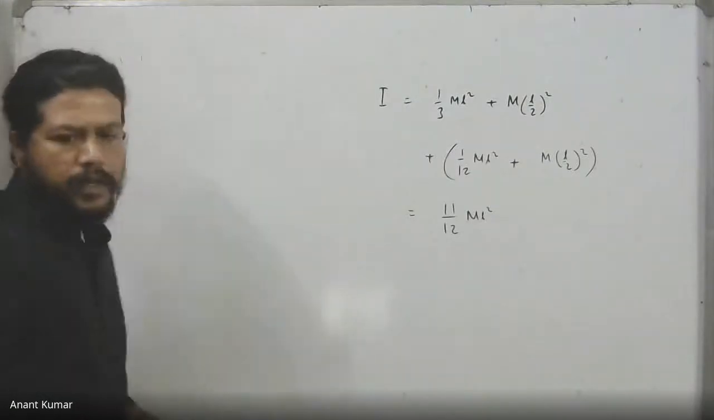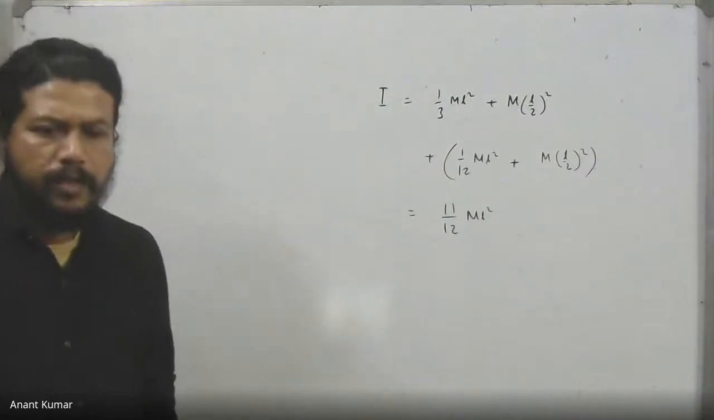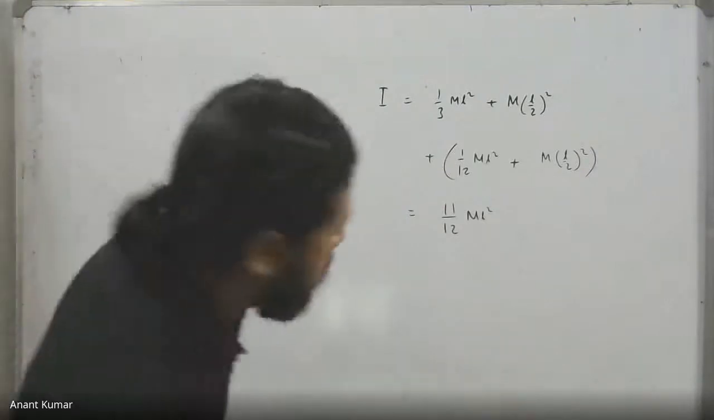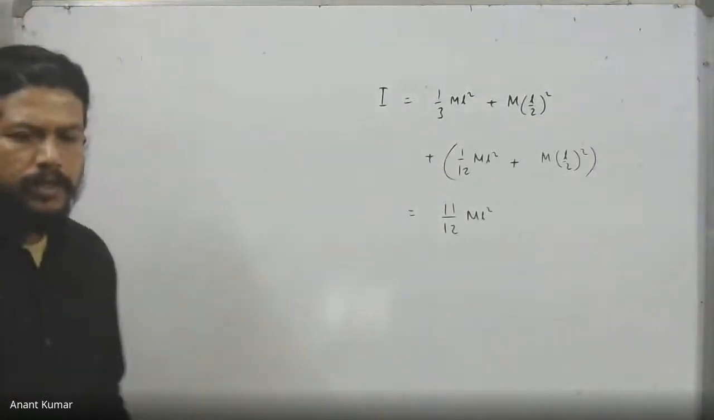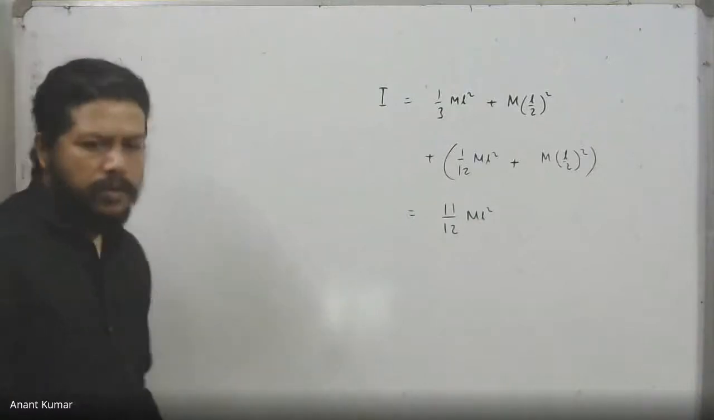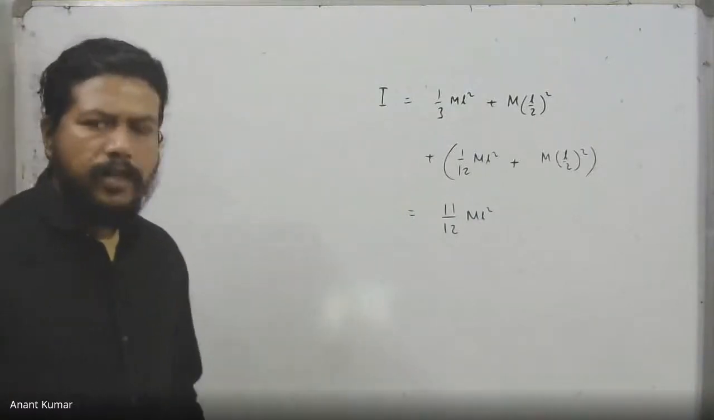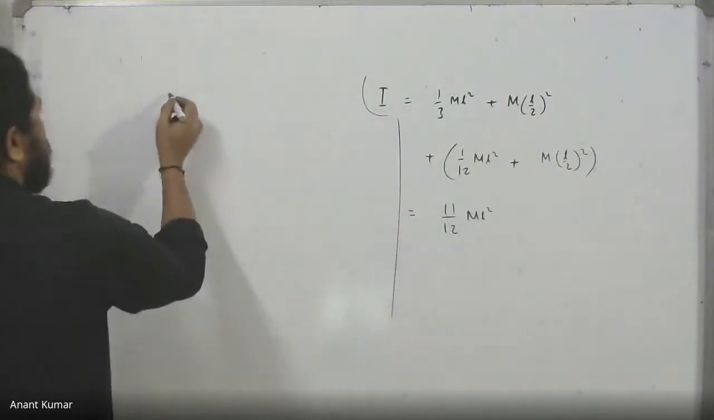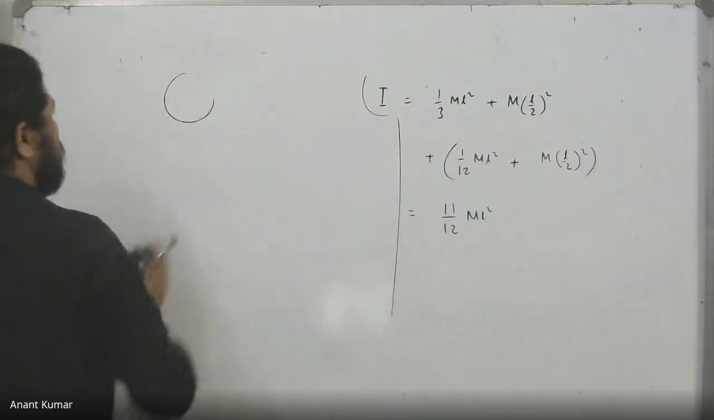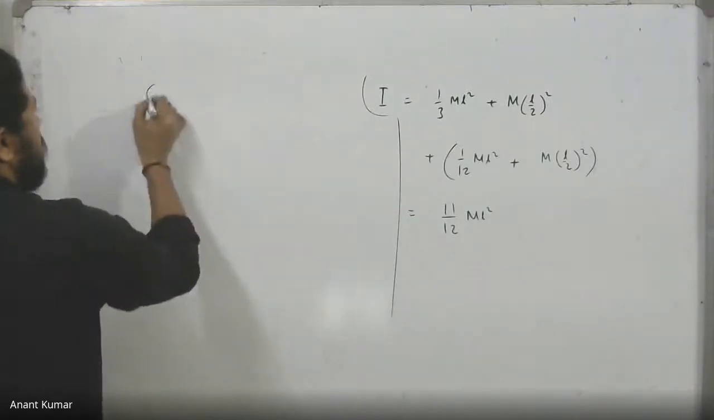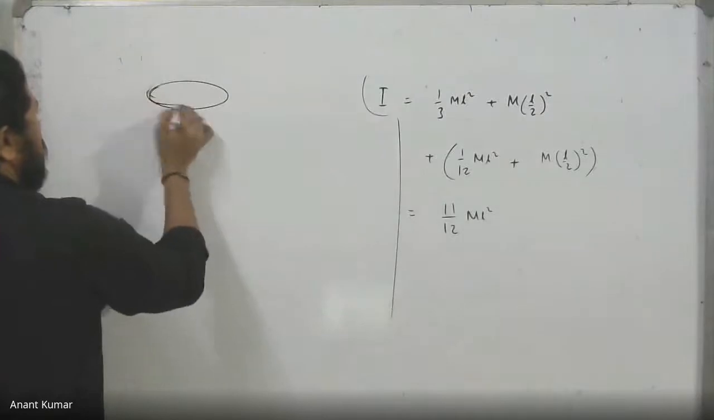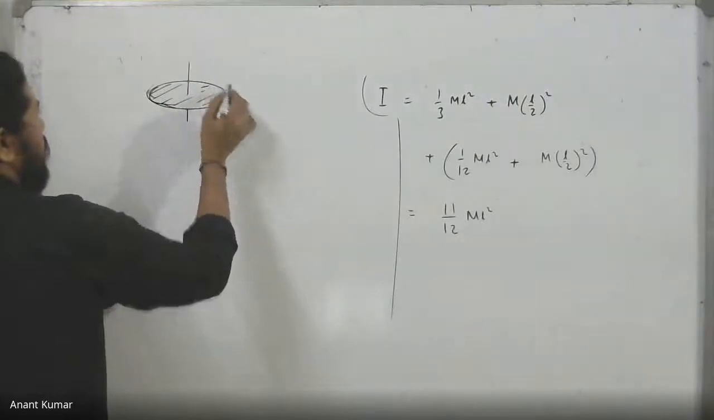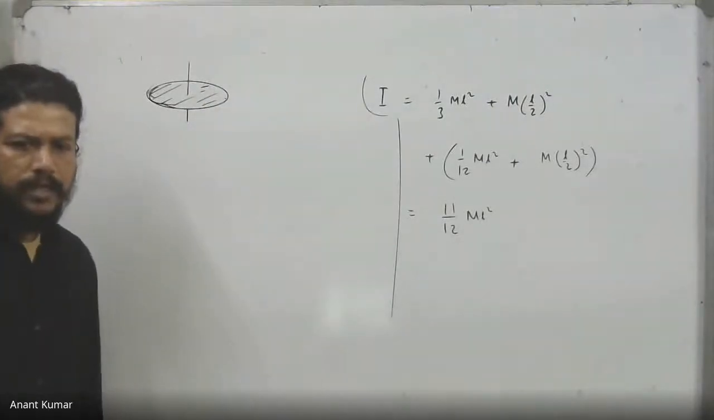Usually, if I consider other objects, for example a ring, we know the moment of inertia of a ring is mr square only. You notice one more thing, by the way, in these moments of inertia. First of all, let's write down. For example, if I have a disk, if I consider the disk about the central axis, what will the answer be?